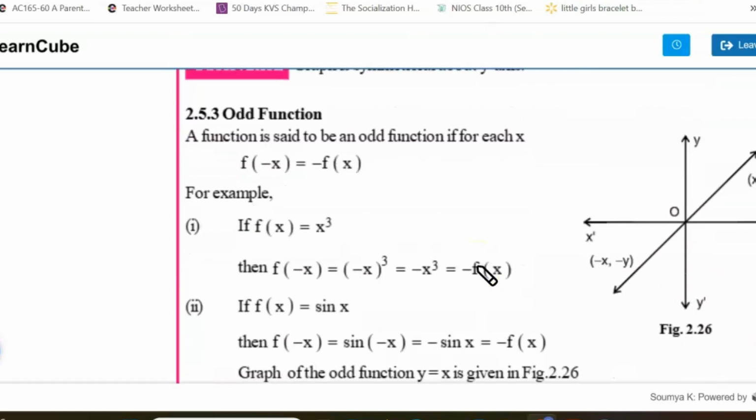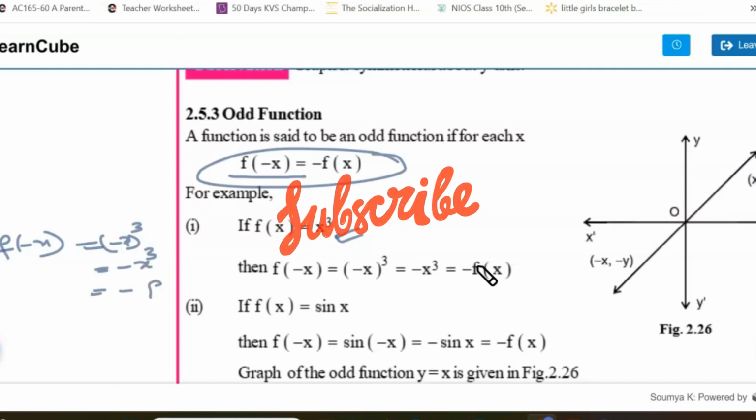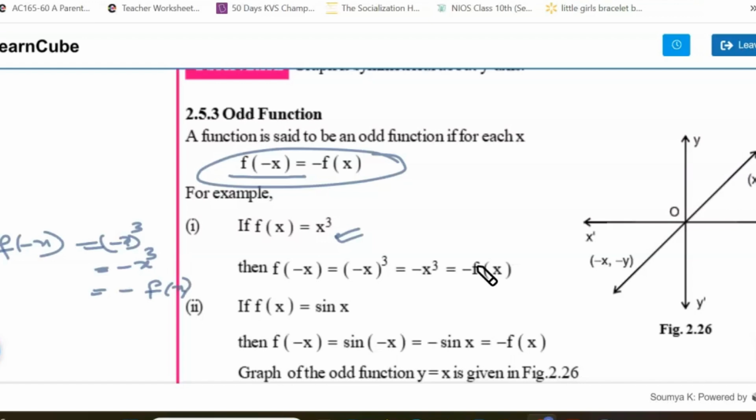So odd function's definition is f of minus x is equal to minus of f of x. Okay, this is the condition that will be followed for odd function. So if you see this x cube, you have to find what is the value of f of minus x. So if it is minus value, that will be minus x cube. Okay, that will be equal to minus of f of x. This x cube is f of x. You can write it as minus of f of x. So this is what an odd function is. This is the definition of odd function.